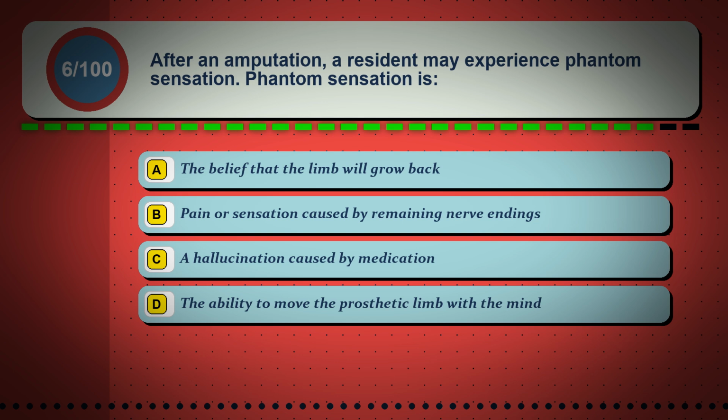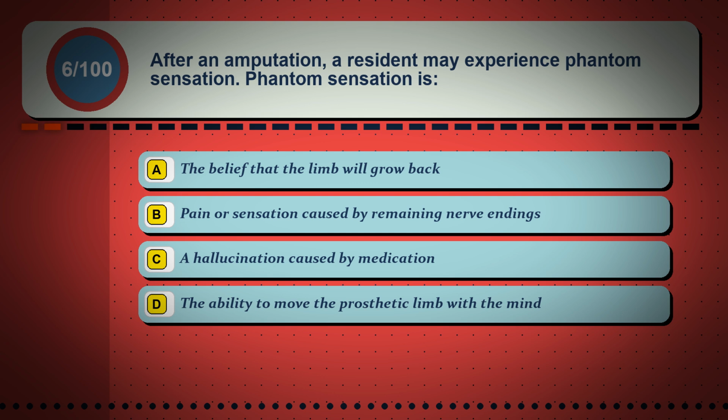Question 6. After an amputation, a resident may experience phantom sensation. Phantom sensation is: Option A. The belief that the limb will grow back. Option B. Pain or sensation caused by remaining nerve endings. Option C. A hallucination caused by medication. Option D. The ability to move the prosthetic limb with the mind.